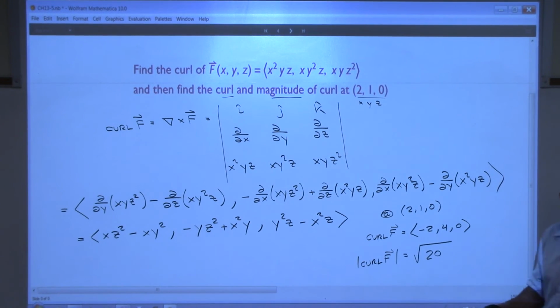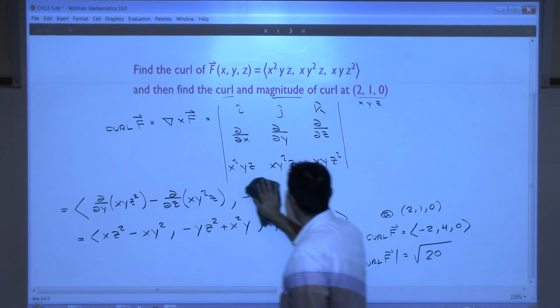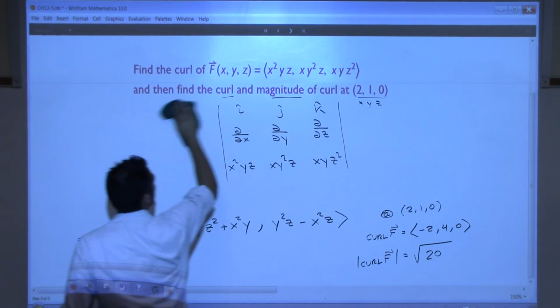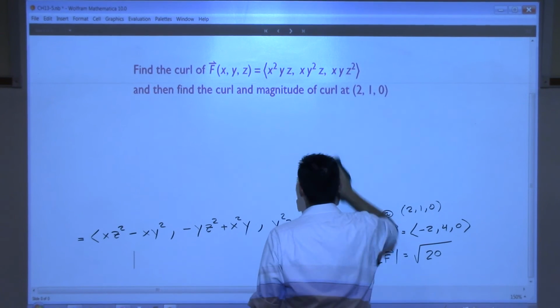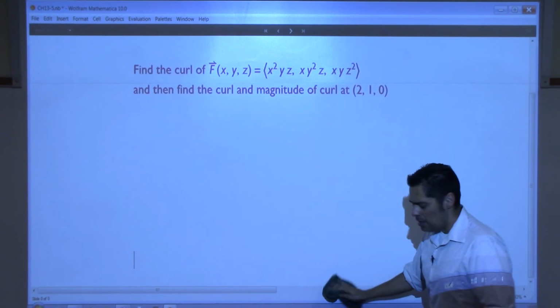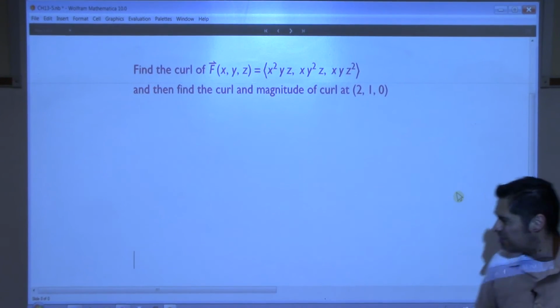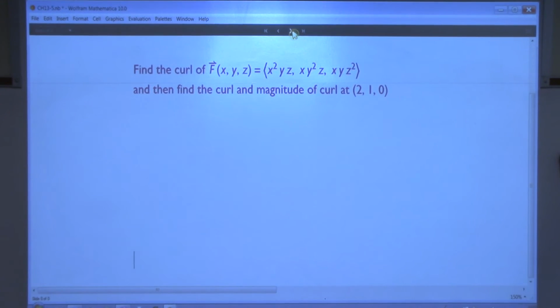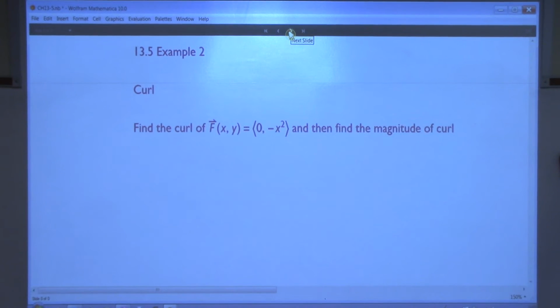What do y'all think? Pretty straightforward, just a computational thing? All right. I did a couple of those on your homework, and one of them very straightforward like that one. The other one was a little ugly, but I did work the whole thing through. All right, so what about finding the curl of this? And find the curl and then find the magnitude of the curl.